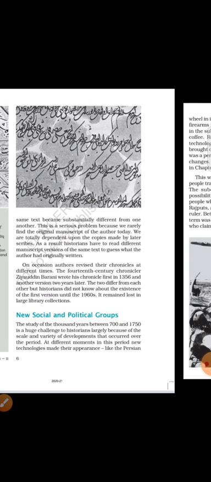Now, the new social and political groups, how they emerged. The study of the thousand years between 700 and 1750 is a huge challenge to historians, largely because of the scale and variety of the developments that occurred over the period. At different moments in this period, new technologies made their appearance, like the Persian wheel in irrigation, the spinning wheel in weaving, and firearms in combat. New foods and beverages arrived in the subcontinent: potatoes, corn, chili, tea, and coffee.